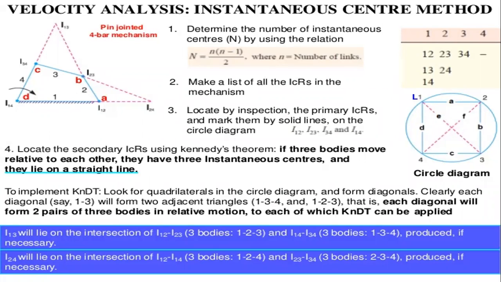So then the instantaneous center of 1 3 will lie on the intersection. So it will lie on the intersection of 1 2 and 2 3, in which three bodies, that is 1, 2, 3, and the instantaneous centers I14 and I13.